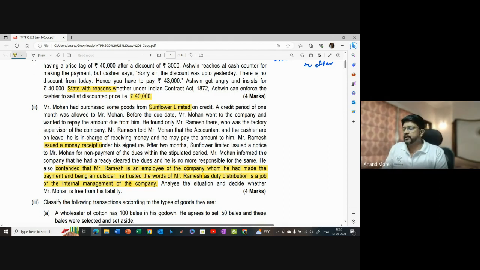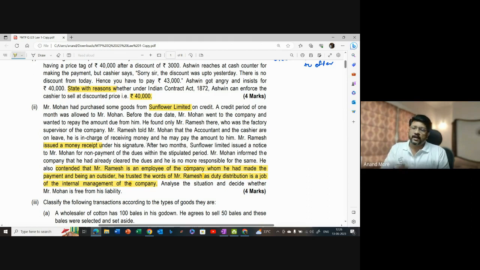Now here you can see that Mr. Mohan had gone for payment before the due date. Mr. Mohan thereafter was told by a company employee that the accountant who is in charge of collection of money is absent, on leave, on a vacation. And most important, thereafter he has also issued the receipt upon collection of money. Since Mr. Ramesh has offered a receipt under his own signature to Mr. Mohan, it is obvious that Mr. Mohan can be rest assured that probably the company has made an arrangement upon the vacation time of the accountant, that the factory manager can collect the money.